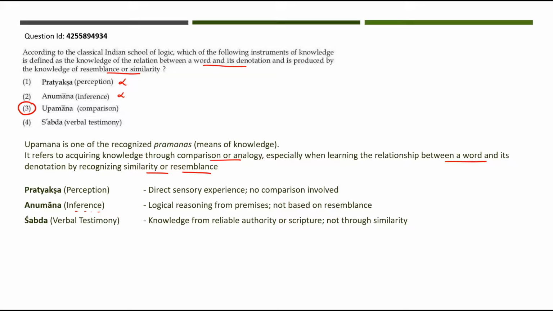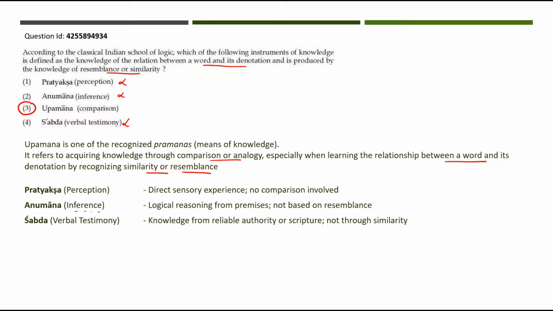What about Sabda? It is knowledge from reliable authority or scripture and not through similarity. It is verbal testimony. If somebody in a higher authority is going to tell you something, we take it as knowledge. If some good scripture is going to mention that, we take it as knowledge. So Sabda is about verbal testimony and not something that we gain through similarity. So Sabda is also ruled out.